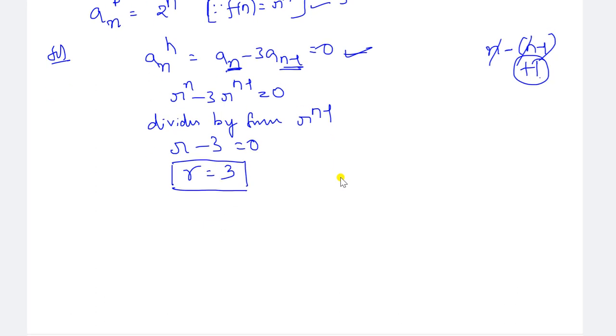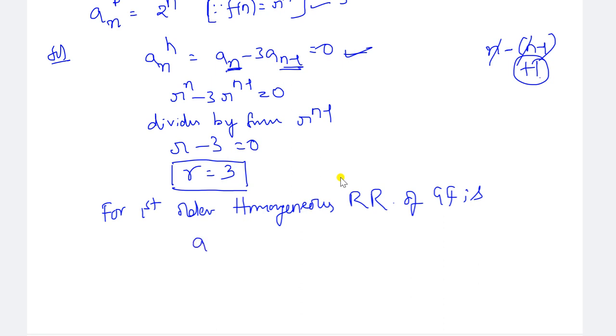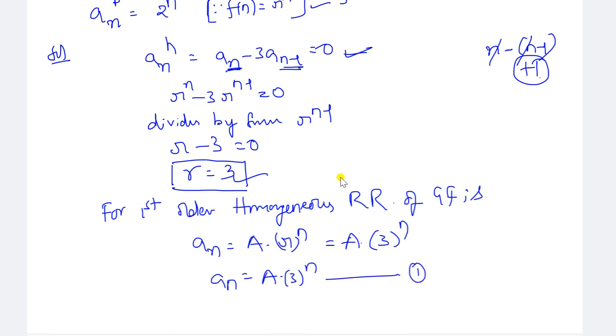So for a first order homogeneous recurrence relation, what is the general function? You see, for first order homogeneous recurrence relation the general function is an equal to a into r to the power of n, a simple form. Here a into r to the power of n, where the r value is 3, so 3 to the power of n. So here an is equal to a into 3 to the power of n. Keep this aside, this is the first equation.